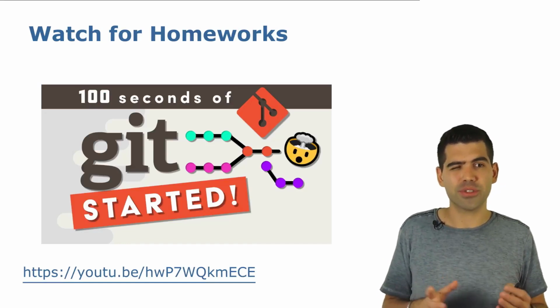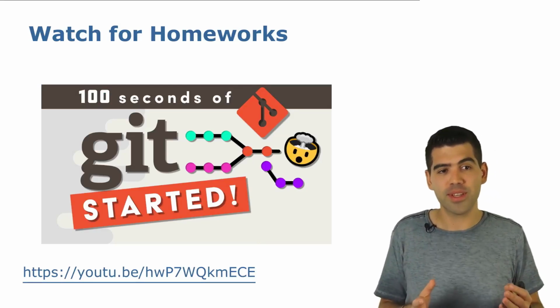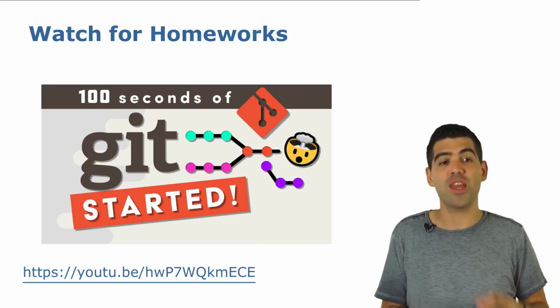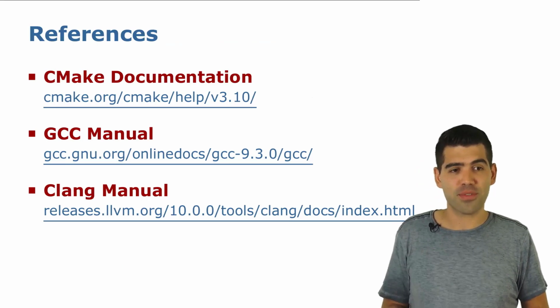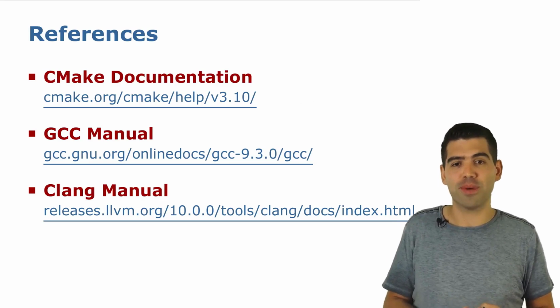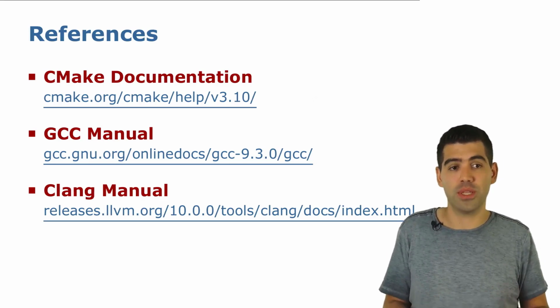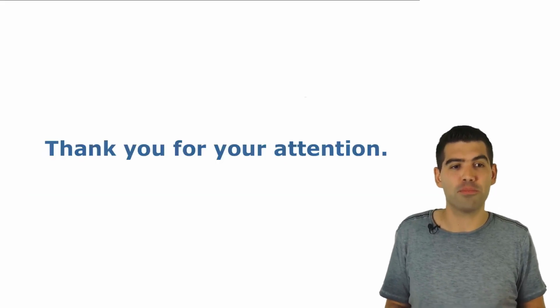It's a 100 seconds introduction to Git. Git, again, is part of the software development environment or ecosystem that you need to use in order to write source code. And these are basically the references. All the information I took from the GCC manual. It's big and long, but if you have some time, it's also a good idea to read it to make sure you understand all the details of the compilation process.